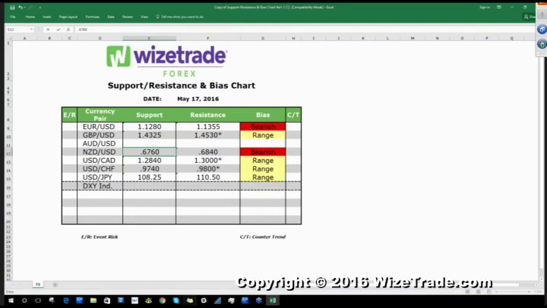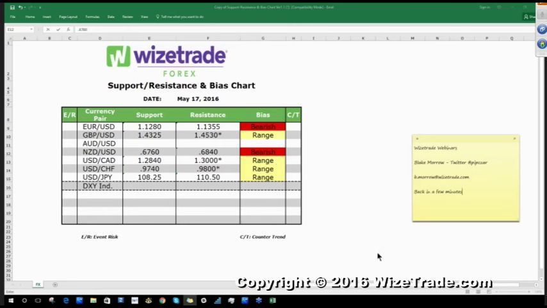I think the Kiwi is possibly going to threaten a breakdown, especially if risk comes off and the dollar starts to strengthen and these commodities come under pressure. You look at gold, look at silver, look at copper. They all look horrible. I'll be back in a few minutes. When I come back, we'll do the Aussie and everything else. Don't go anywhere.